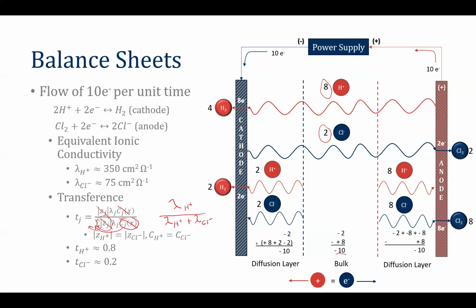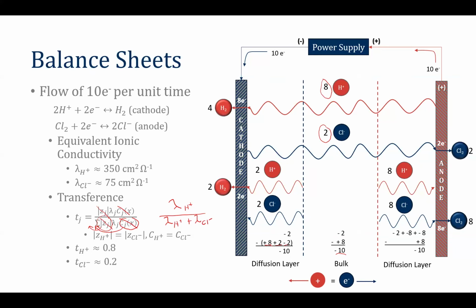So here we have a minus sign out in front. And then we have the positive 8. But we also have two more positive charges moving towards the cathode via diffusion. So here we have a +2. And then we have two chlorine anions moving towards the cathode as well. So here we have -2.